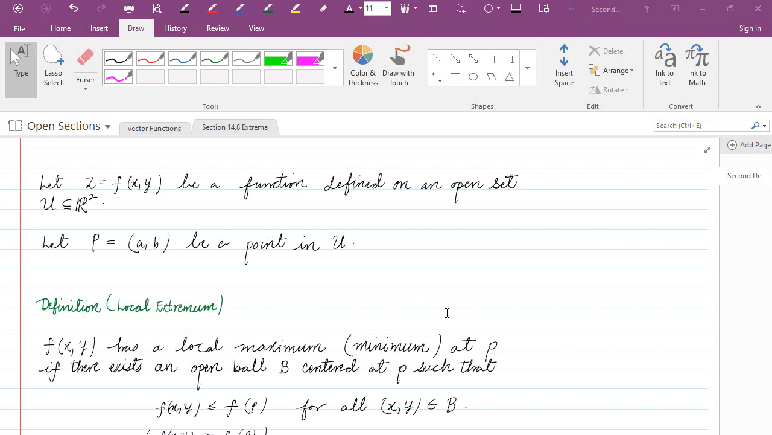Welcome back. Let's define local max and local min values of a function of two variables. Let z be f of x, y, a function that is defined on an open subset U of the two space, and let's say that P is a point in U.